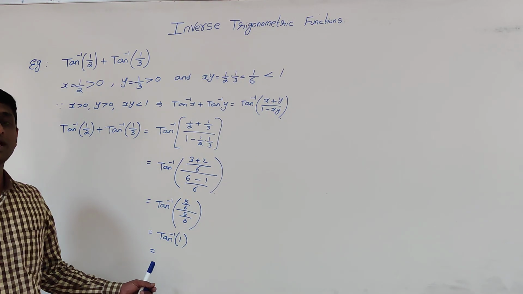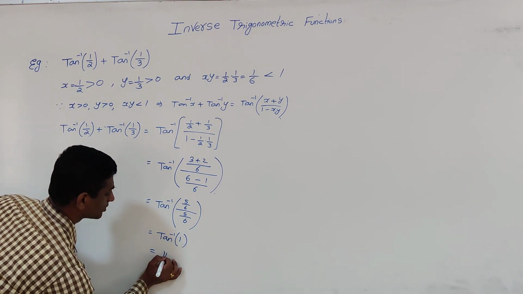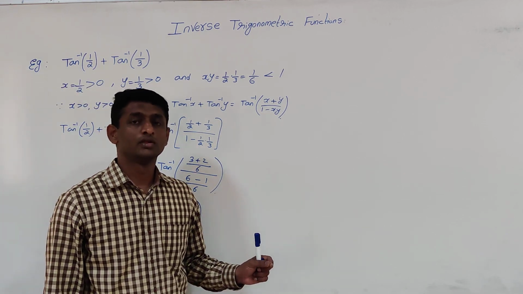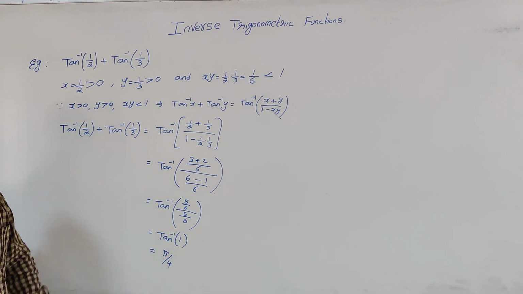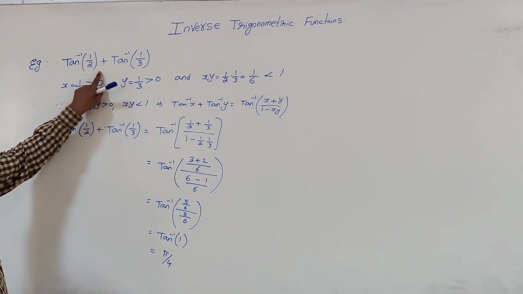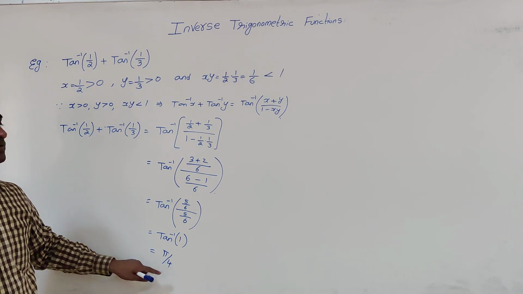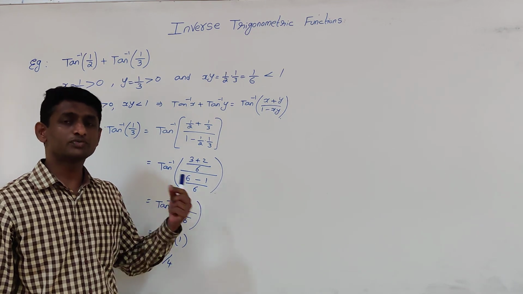What is the angle? Tan inverse of 1 is pi by 4, because tan pi by 4 is 1. So tan inverse of 1 is pi by 4. That means tan inverse of 1 by 2 plus tan inverse of 1 by 3 is pi by 4. Now based on this property, we'll go for the next property.